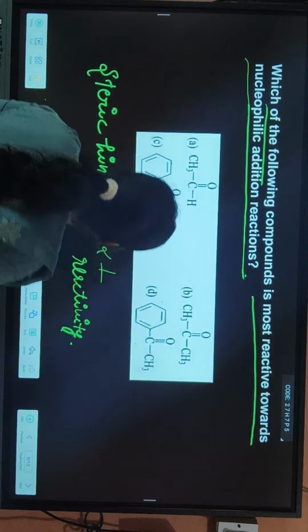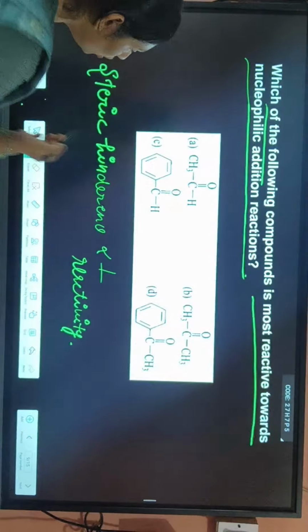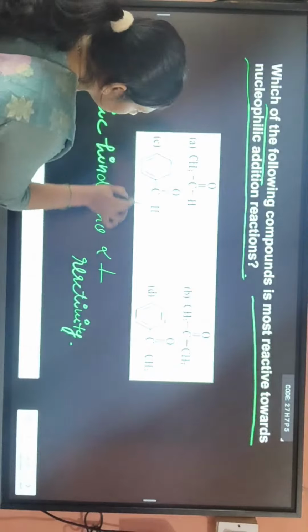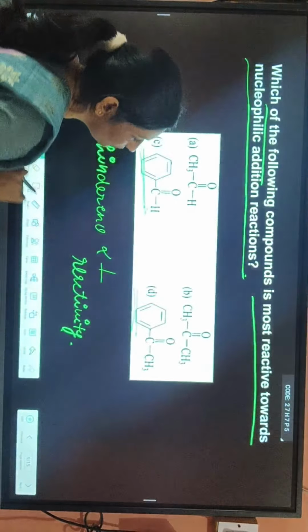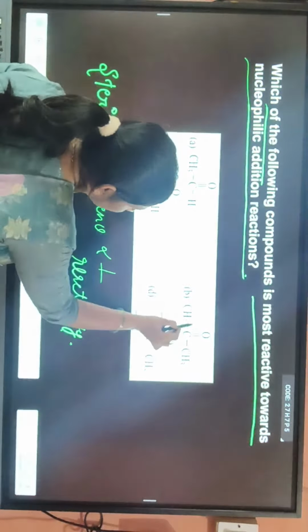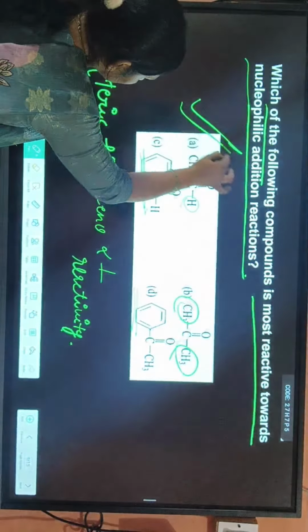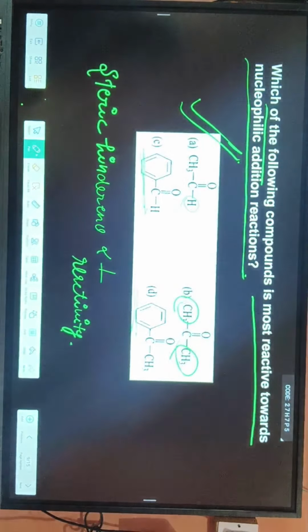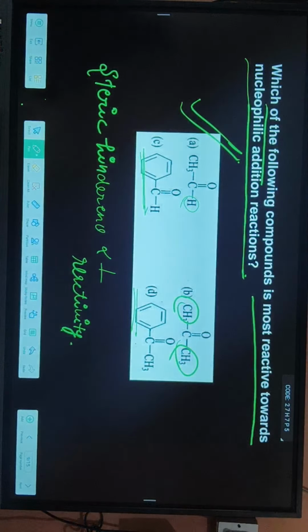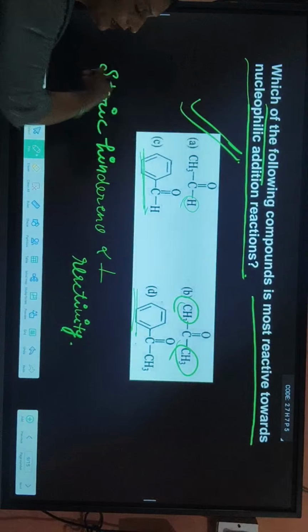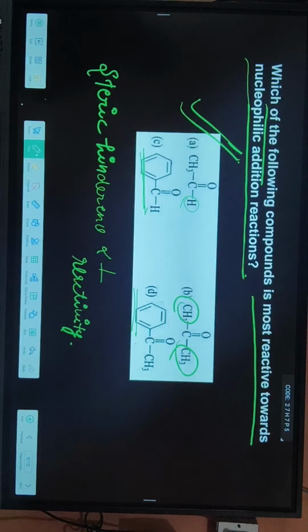So see here, bulky groups are already present here, so these are less reactive. Between this one and this one, it has two bulky groups, but it has one hydrogen. So this one has the least steric hindrance, and if it has the least steric hindrance, it is most reactive towards nucleophilic addition reaction.